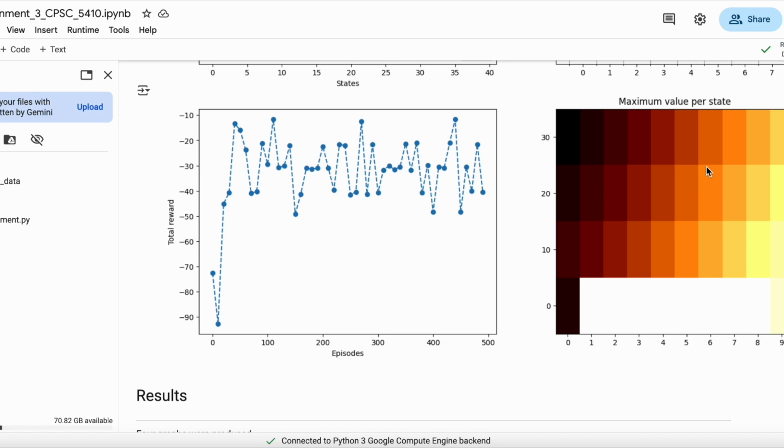So for this last graph here, it's just a heat map that visualizes the maximum Q value for each state across all possible states. Each cell represents one state in the cliff world, and the color tells us how rewarding the state is. So the lighter the color, you can tell that it's less of a negative number, which basically means a higher Q value.